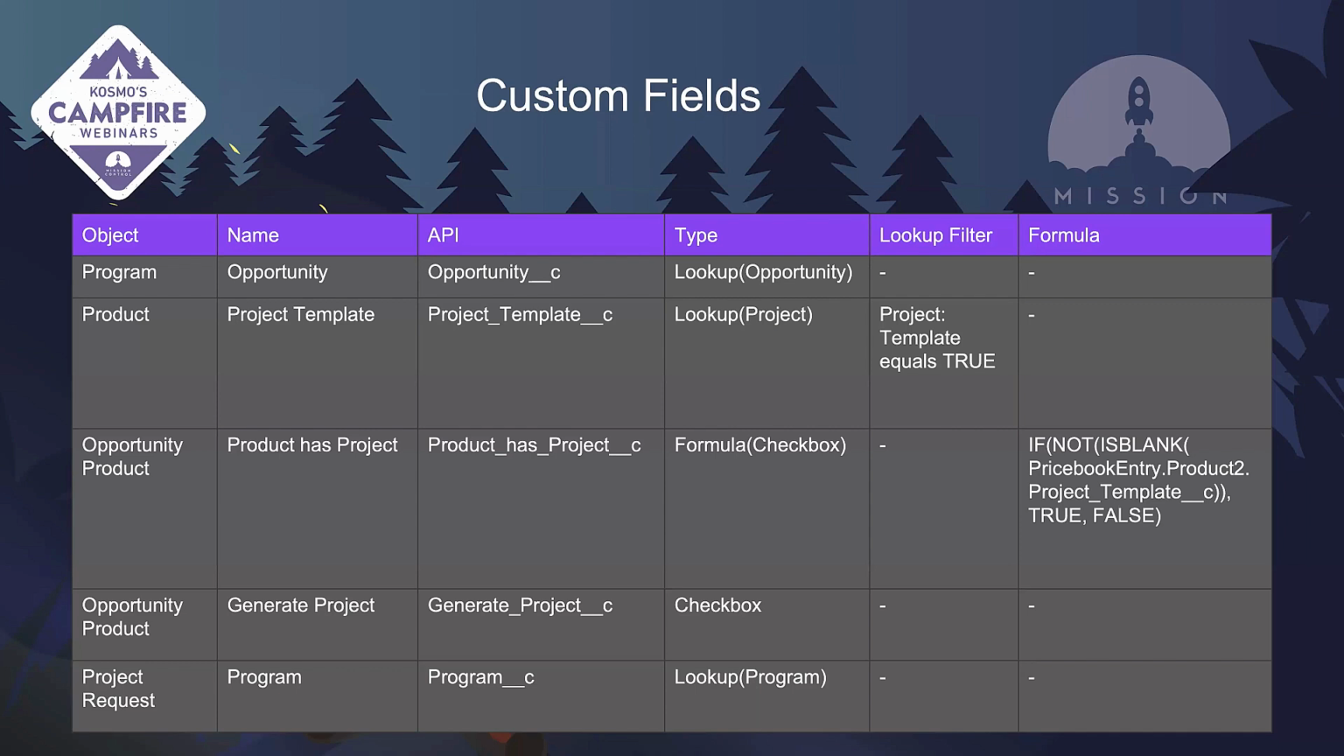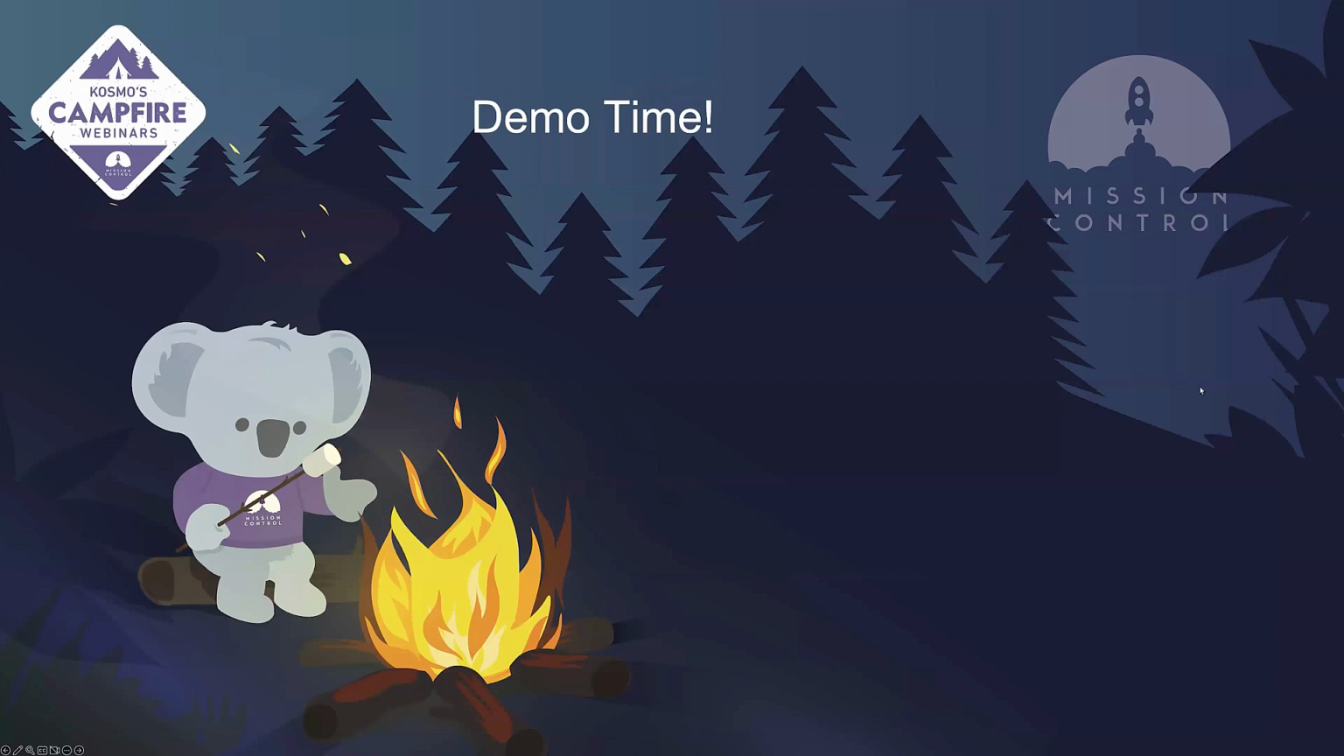The next field is again on the same object, opportunity product, and it has a checkbox field called generate project. We're not necessarily checking that ourselves. It's the flow that does that based on certain criteria that we've set. We'll have a look at how that works as well. And lastly, we've got a field called program on the project request object. This is what links the program to the new projects that get generated. That program field is populated based on the program value on the opportunity field. All right, so that's a quick overview. We'll go into a bit more detail. Let's jump into the demo.